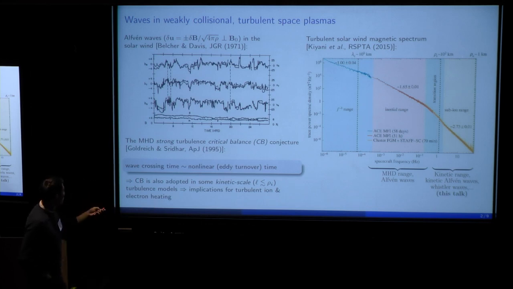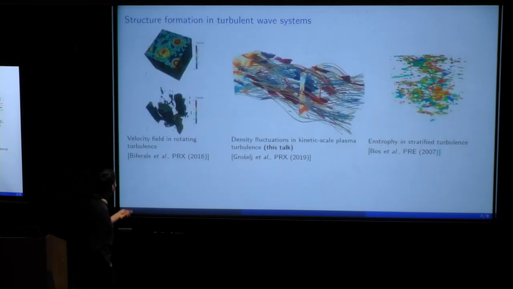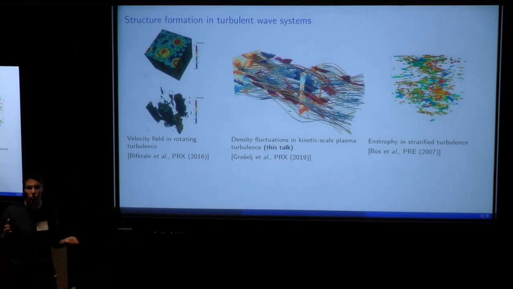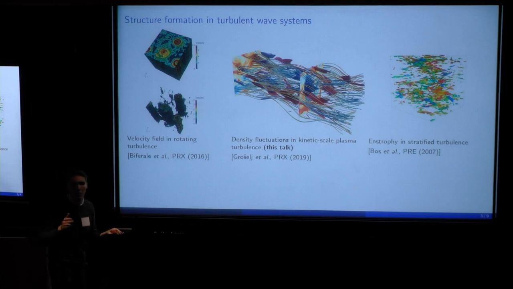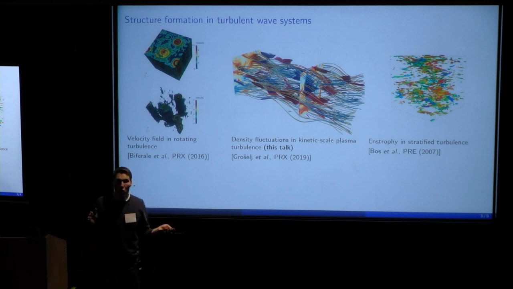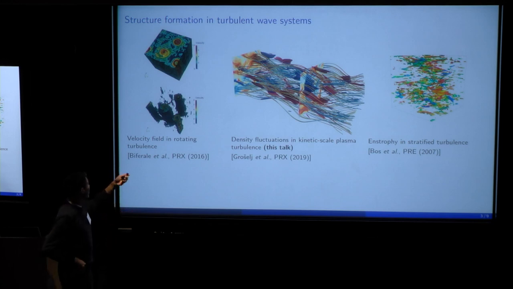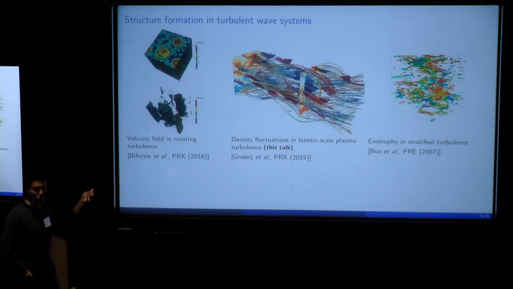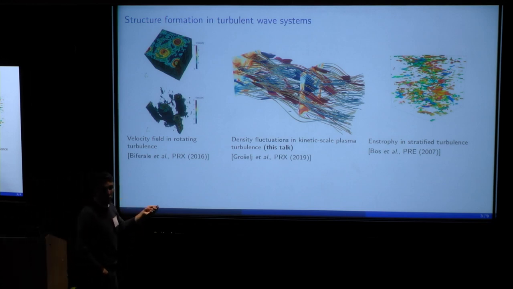So much for waves. Now going to structures. Quite generally, in a variety of turbulent systems, almost any turbulence, it doesn't have to be a turbulent wave system, we see structures forming. And here in particular, I give two examples of structure formation in a turbulent wave system.